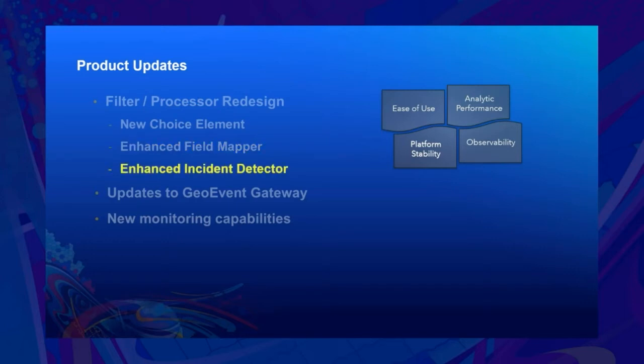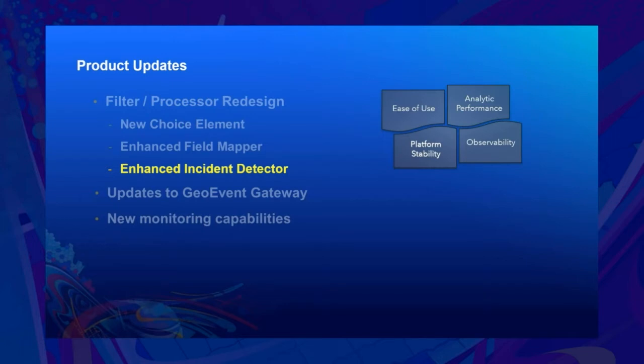The third enhancement I'd like to mention is to our incident detector. This is one of our more complex, more powerful processors. It was originally designed to evaluate an event record, compare its attributes or geometry to a filtering condition, and if the condition is satisfied, create or update an incident.